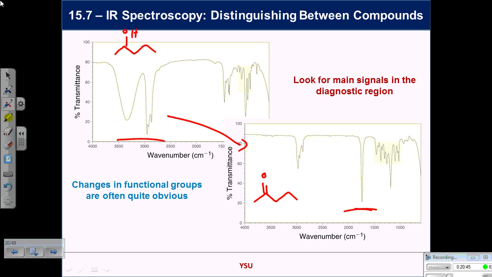Now the spectra you will see will be pure. The only ones that you'll see in this class will be one compound. So don't be concerned about that. I'm just saying it's a very useful technique for monitoring chemical reactions.